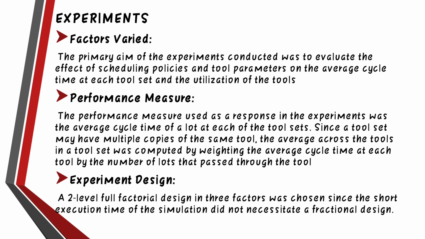Performance measure. The performance measure used as a response in the experiment was the average cycle time of a lot at each of the tool sets. Since a tool set may have multiple copies of the same tool, the average across the tools in a tool set was computed by weighing the average cycle time at each tool by the number of lots that pass through the tool.